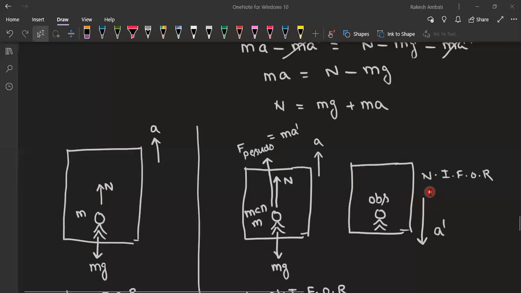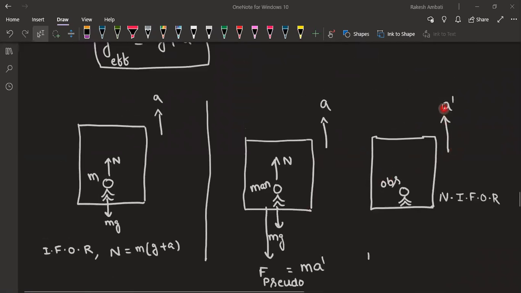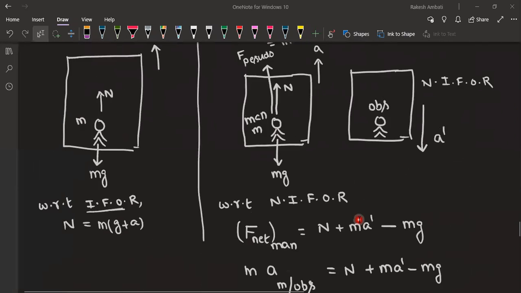So here this non-inertial frame is moving downwards, so pseudo force will act upwards, in the opposite direction. If the non-inertial frame is moving upwards, pseudo force will act downwards. So how to draw pseudo force? That is opposite to the non-inertial frame. Okay.